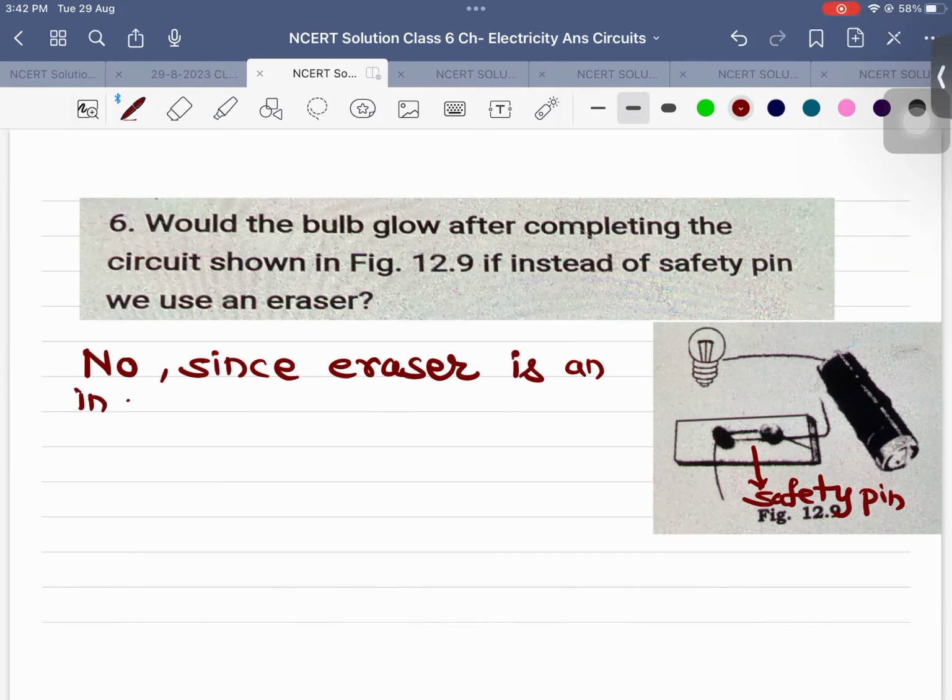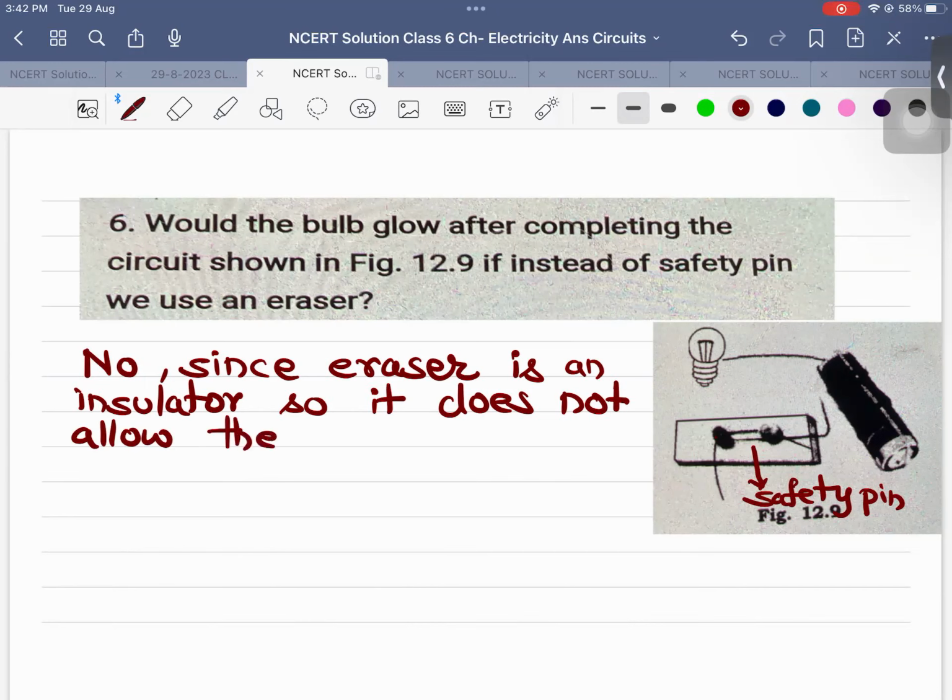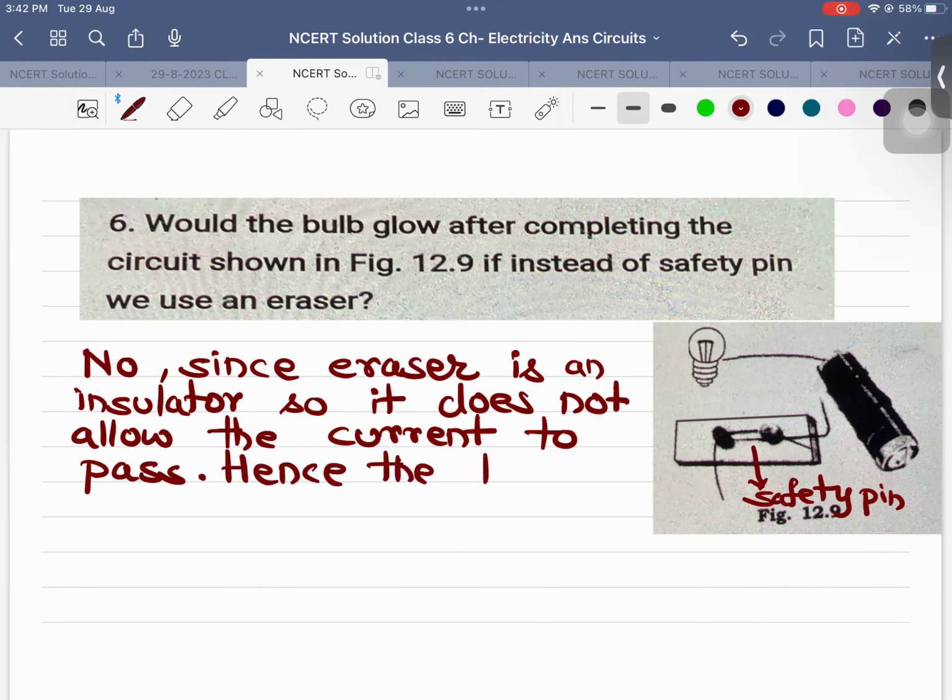Since an eraser is an insulator, it does not allow the current to pass. Hence, the bulb will not glow.